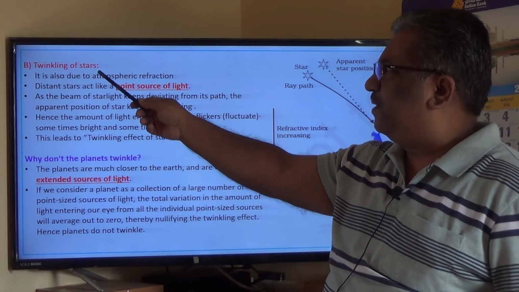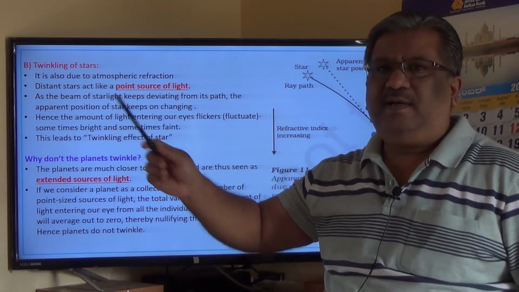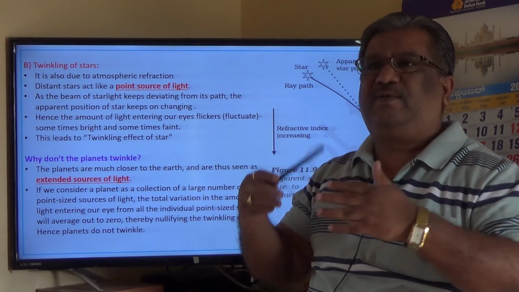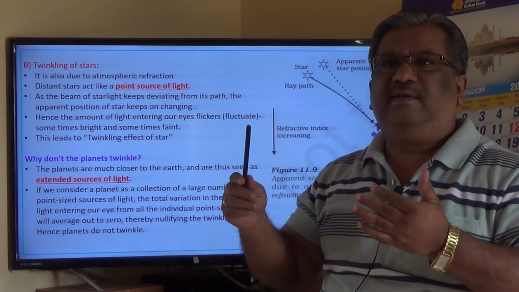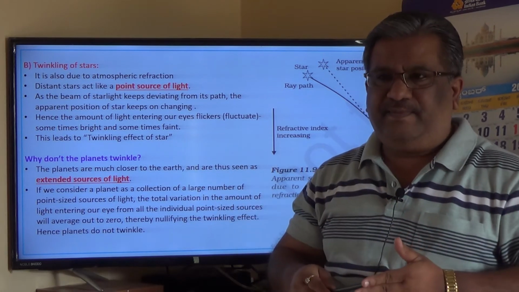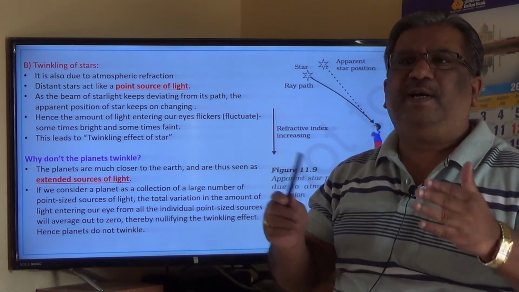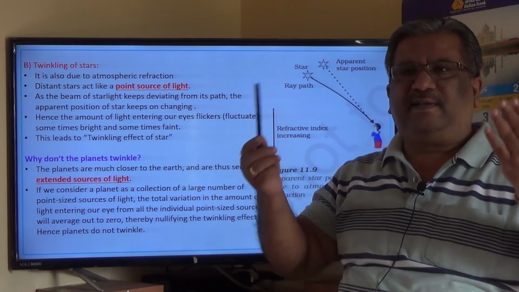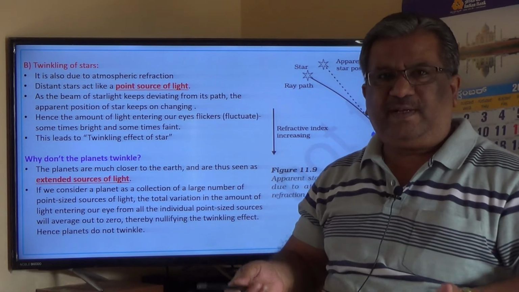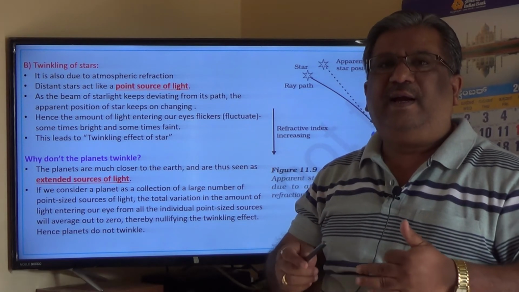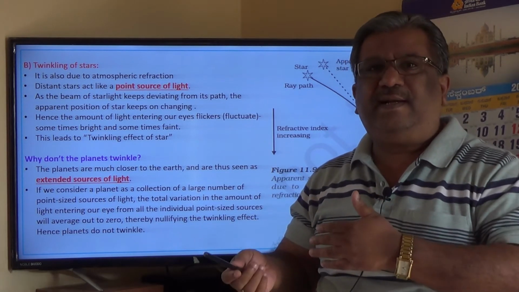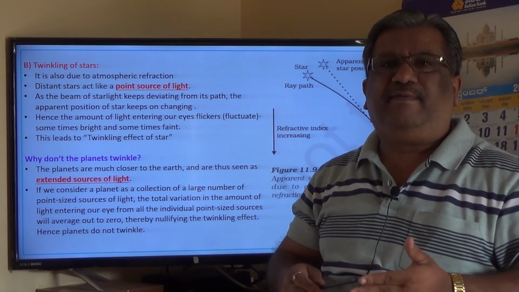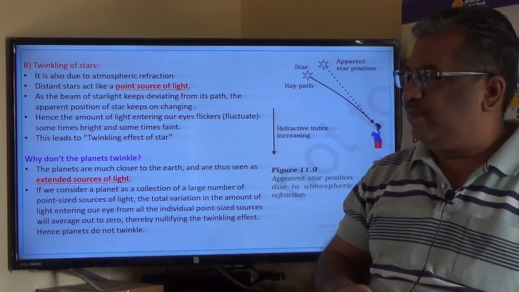So let us try to explain once again. The twinkling of the stars is due to atmospheric refraction. When starlight enters into the atmosphere, its path continuously deviates, and because of which the apparent position also continuously changes, and hence the amount of light that enters into our eyes fluctuates or flickers, sometimes very bright light, sometimes very faint light, and therefore this leads to the twinkling effect of stars. This is what you can write as the explanation.